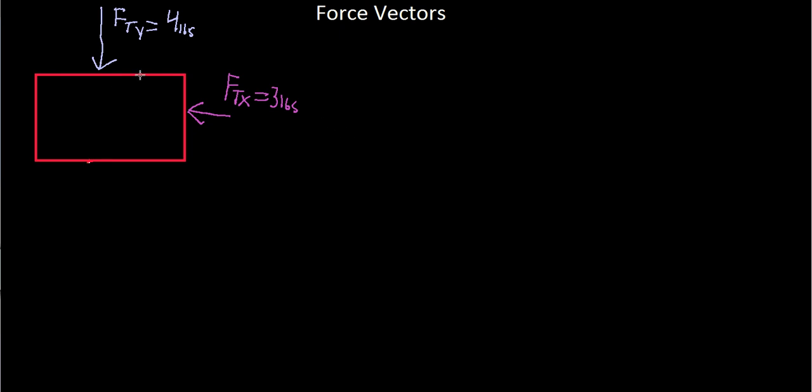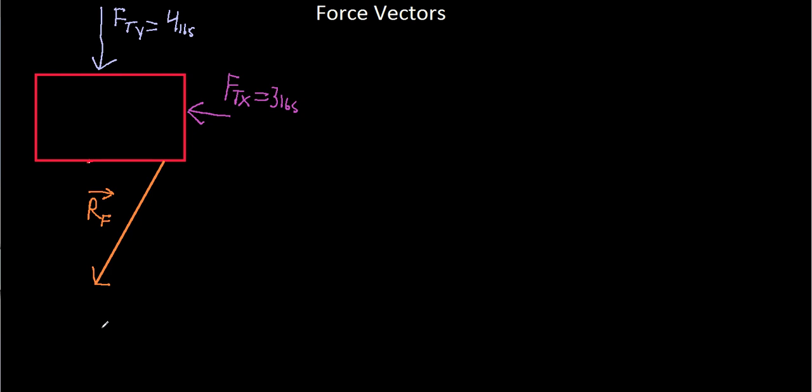So in our last video, we found that the force total in the y direction was going 4 pounds downward, and the force total in the x direction was going 3 pounds to the left. Now, we know that these forces will combine to go in the downward and leftward direction, making some resultant force, which I'll just label RF.